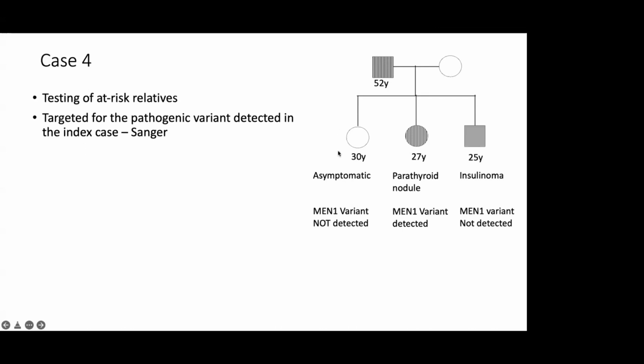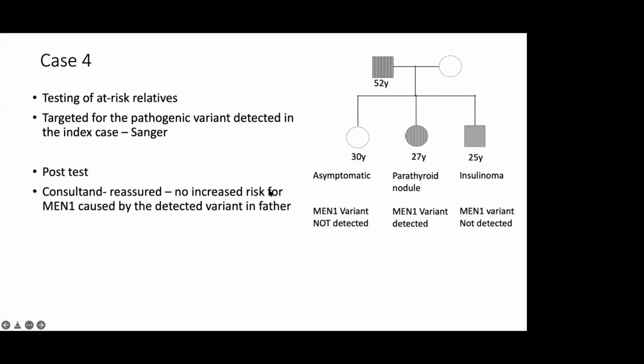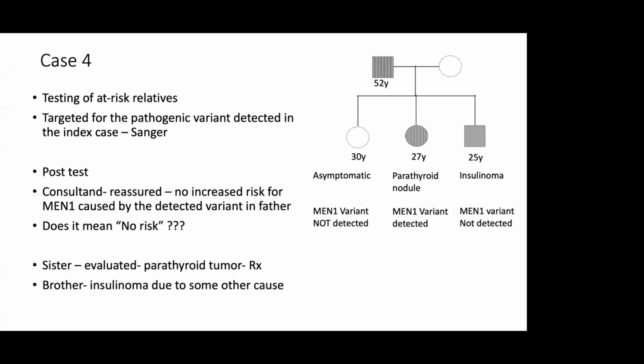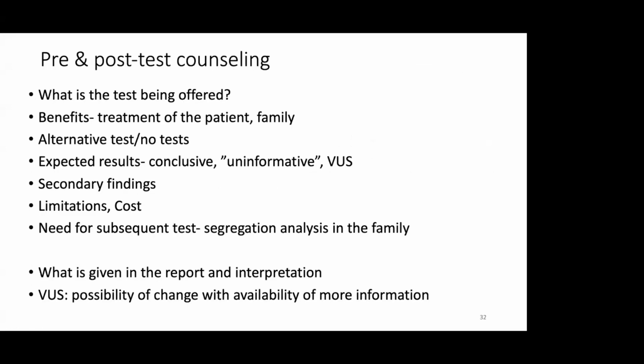So we can reassure her that she is not at increased risk of developing MEN1 associated cancer. This does not mean that she has no risk. The background risk will always be there. So this has to be conveyed to the family. The sister who was diagnosed can be appropriately managed. And of course, the brother has some other cause of insulinoma, which could be a sporadic or somatic mutation. So this is the importance of family testing.